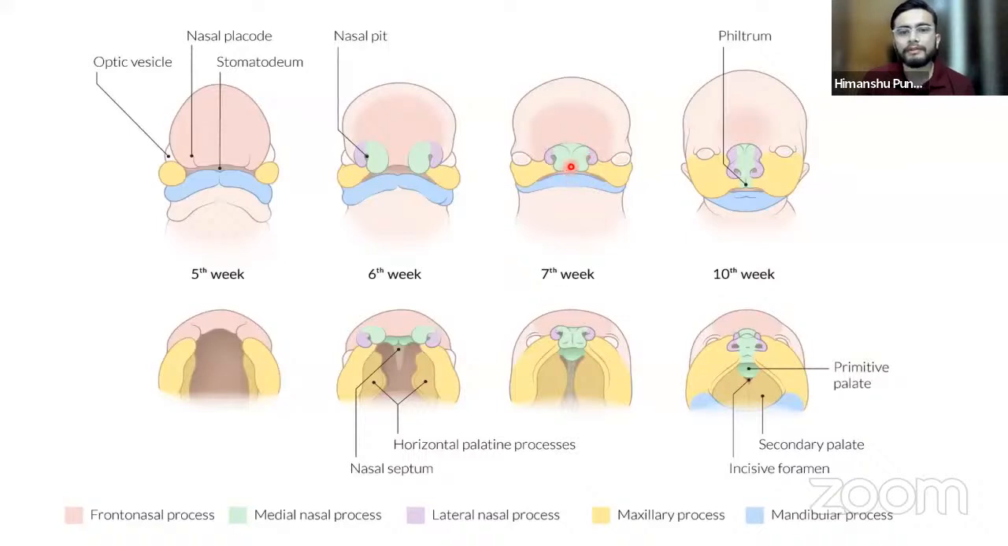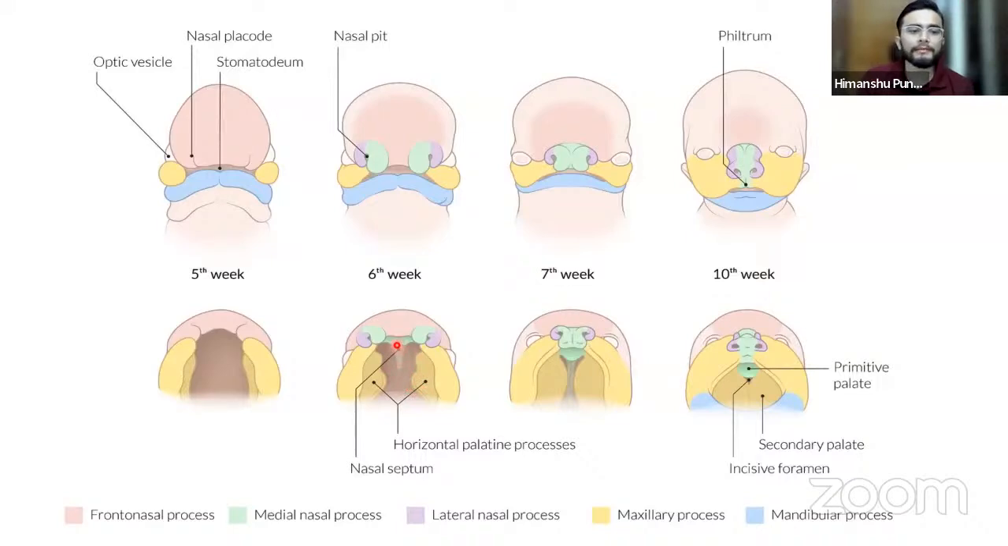Then there is fusion of the medial nasal process with the maxillary process that leads to the formation of the upper lip. If there is a failure of fusion of the medial nasal process with the maxillary process, that leads to development of cleft lip. This fusion completes by around 7 weeks. And for the development of the palate, mainly there are two types of palate. One is the primary palate, and the other is the secondary palate.